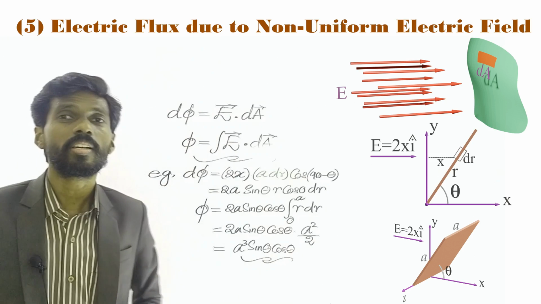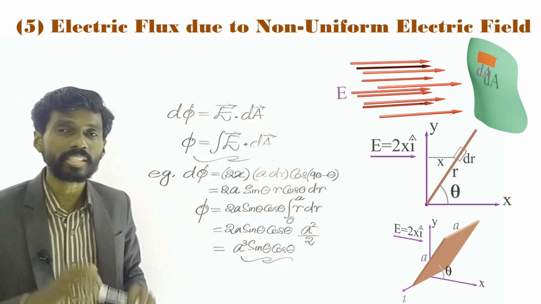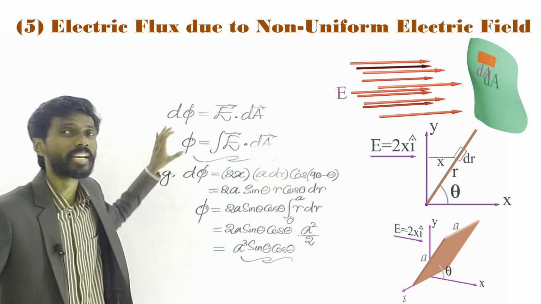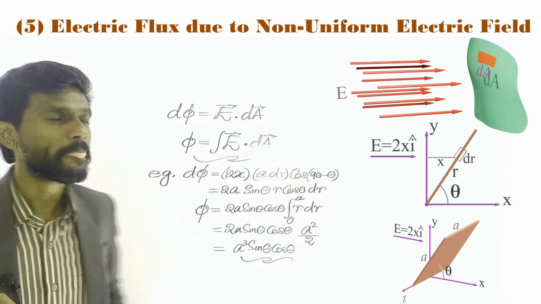This is the electric flux due to this non-uniform electric field through that surface. Do you understand? So this is how we have to make use of this integration to find the electric flux due to a non-uniform electric field. Is that okay?